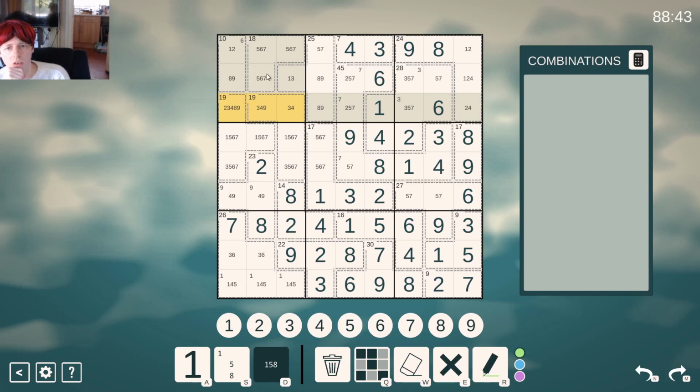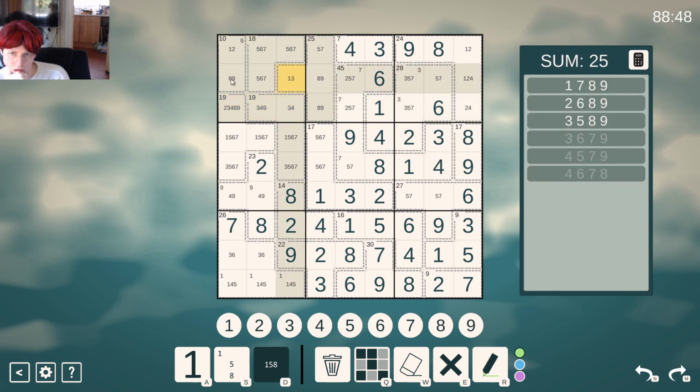Right, what can we tell? Can we tell anything from here now? This row. We got the 8-9 pair. We've already used that. No, we haven't, but there's nothing we can do with it. Three. Don't know.